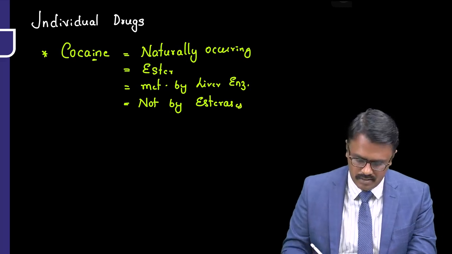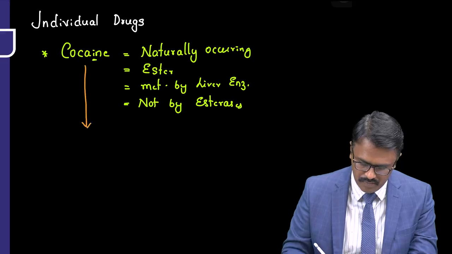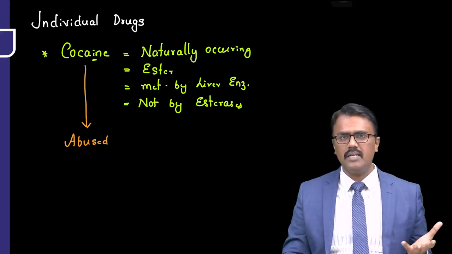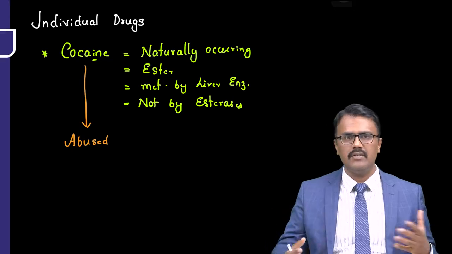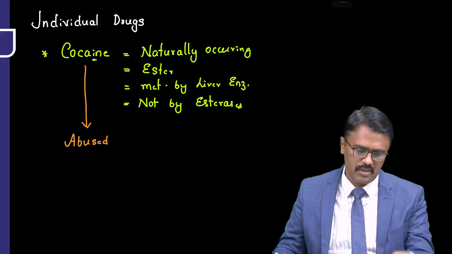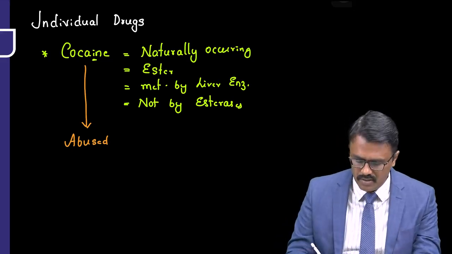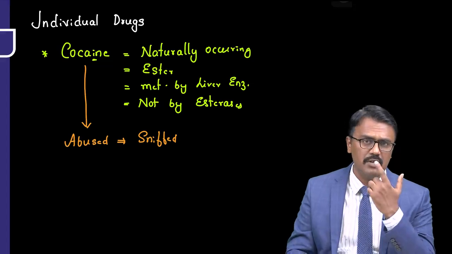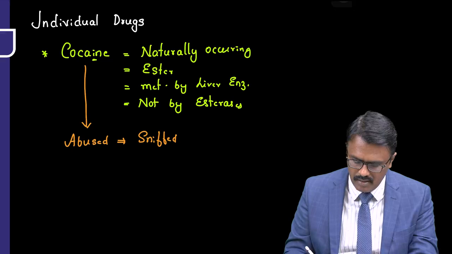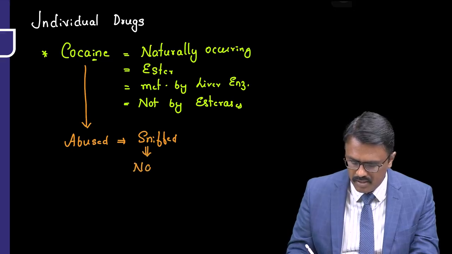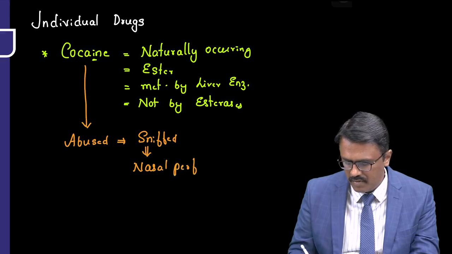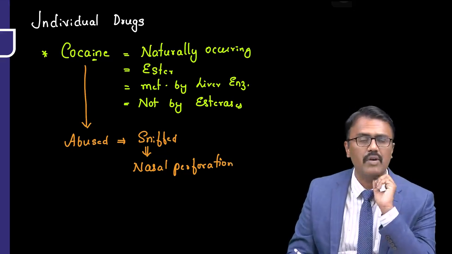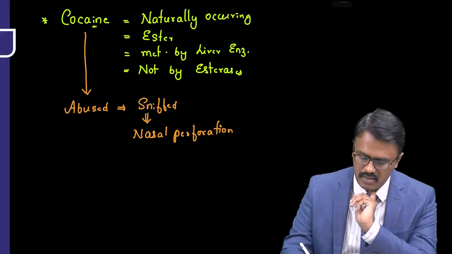Now the other specialty of cocaine: we have abusers. Cocaine is abused. Why is it abused? Because it increases the sympathetic activity. A person wants to party, doesn't want to feel hunger, doesn't want to get tired, so they use it. But usually the abusers will sniff it through the nose. Now when they sniff it through the nose, they will have nasal perforation. Why will they have nasal perforation? The cocaine sniffers, they have nasal perforation. Why? Can you guess?